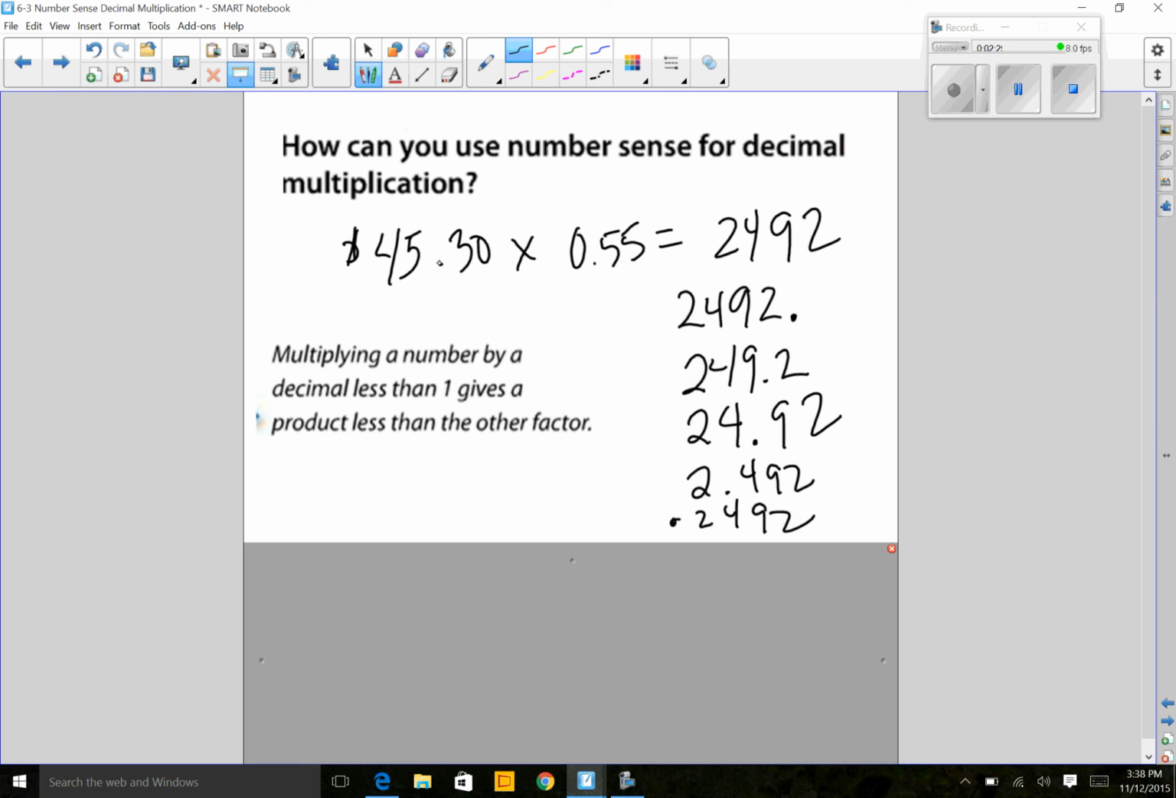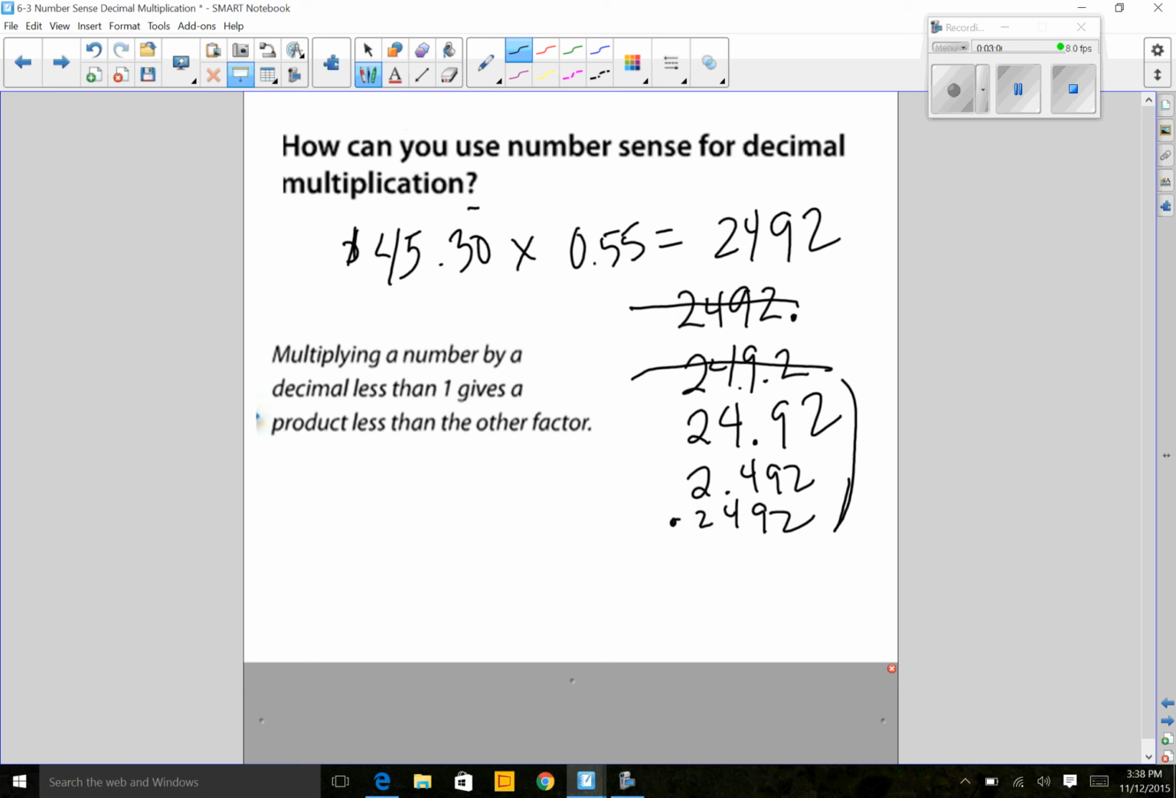First, let's go back to our rule: multiplying a number by a decimal less than 1 gives a product less than the other factor. So I know I'm looking for a number less than $45.30. Is 2,492 less than $45.30? No, so I can cross that one out right off the bat. How about 249 and 2/10? Is that smaller than 45.30? No, so I can get rid of that. Now I've got three possible left. We know it can't get bigger because those two are too big.